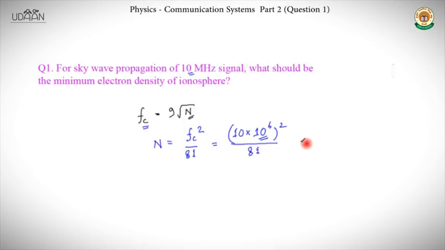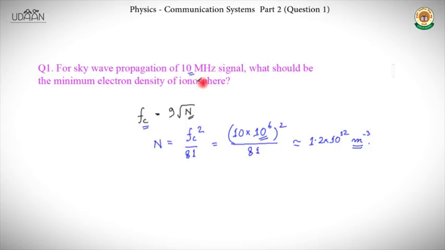Which gives the answer nearly equal to 1.2 into 10 to the power 12 per meter cube. Here, per meter cube is because it is the number density of the electrons in the ionosphere. So this is 1.2 into 10 to the power 12 electrons per meter cube, which is the final answer. So that was problem 1.